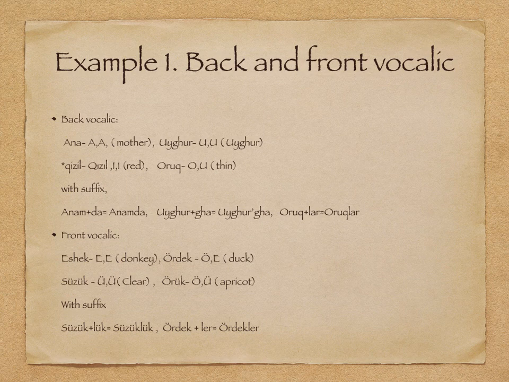For example, back vocalic a, right? Ana, mother. Uyghur, u is back. Kızıl means red. I told you ı can be both front and back, but here that's why I wrote this Turkish kızıl, without a dot, it's back. Uruk, thin, right? It's also back vocalic, o and u.